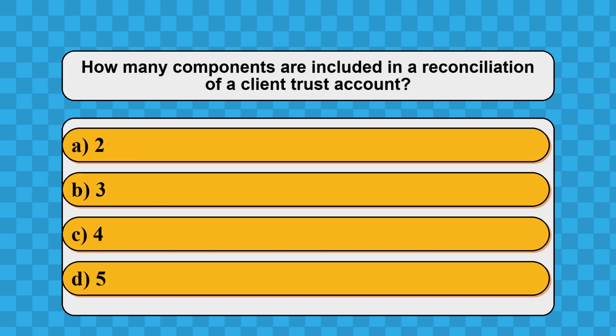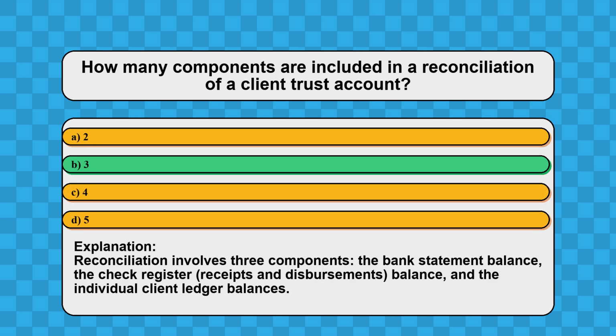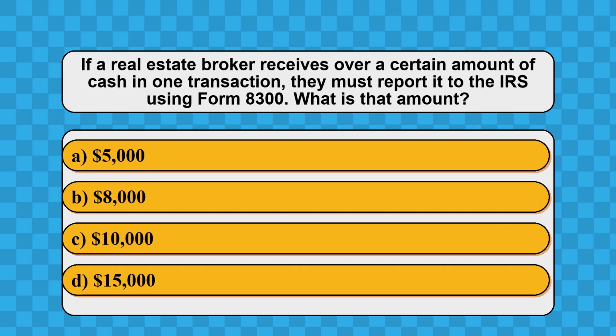Question 7. How many components are included in a reconciliation of a client trust account? Option A, 2. Option B, 3. Option C, 4. Option D, 5. The correct answer is option B, 3. Reconciliation involves 3 components: the bank statement balance, the check register, receipts and disbursements balance, and the individual client ledger balances.